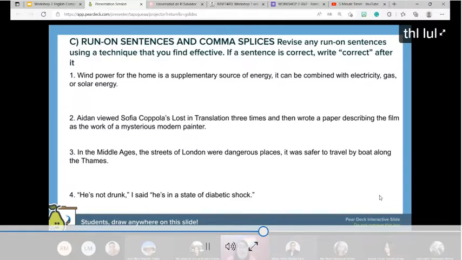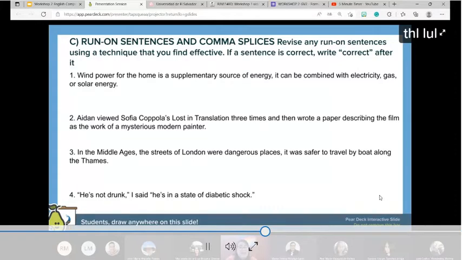Okay, so that's right. We can fix this one by adding a semicolon. What about number two? By the way, if you are correcting them, you can add the answers in your slides so that we can see that you are working on these exercise.